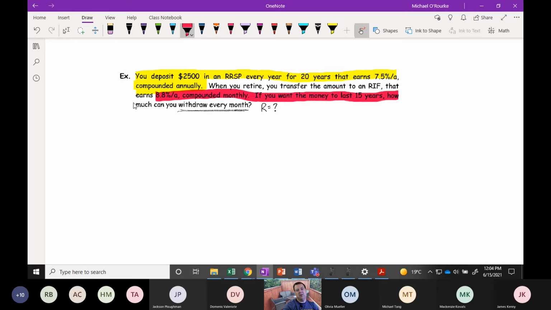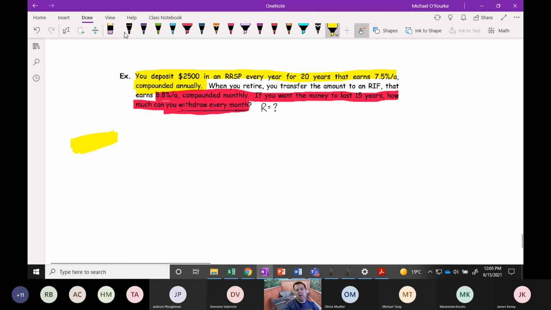Because over the first 20 years, you're putting money in. Over the next 15 years, you're taking money out. Do you guys see the difference between this one? So you deposit $2,500 in your RSP every year for 20 years. That earns 3.8% compounded monthly. Then you transfer it into a different account where you take it out monthly. Okay.